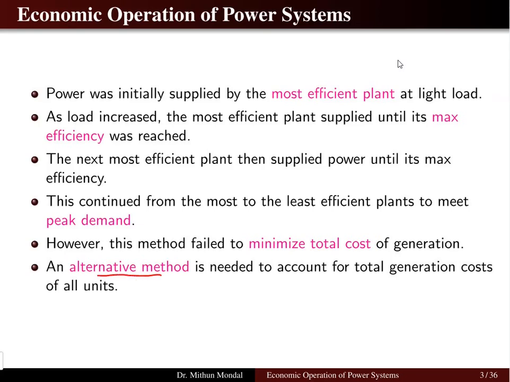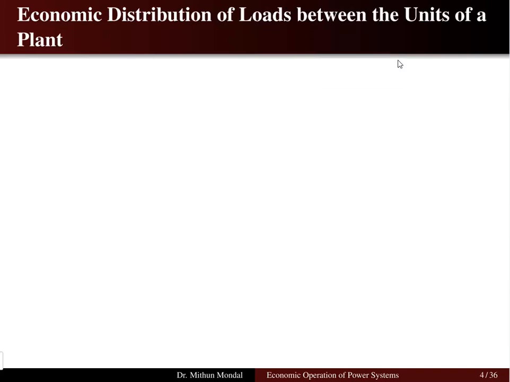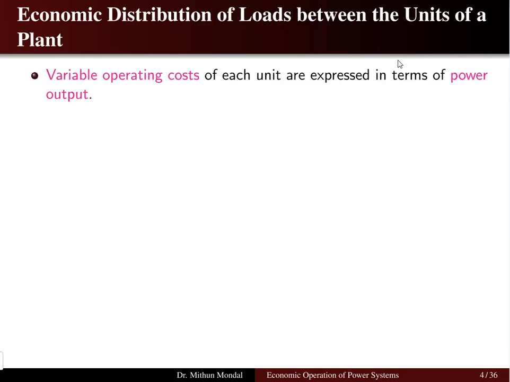So an alternative method is needed to account for the total generation cost of all the power units that are supplying the power. We should talk about the economic distribution of the power between the loads when there are different units of plant. There is a variable operating cost of each unit, which is expressed in terms of power output. The fixed operating cost is to set up the plant, and the variable operating cost, which is the running cost of each unit, is expressed in terms of the power output we are providing.